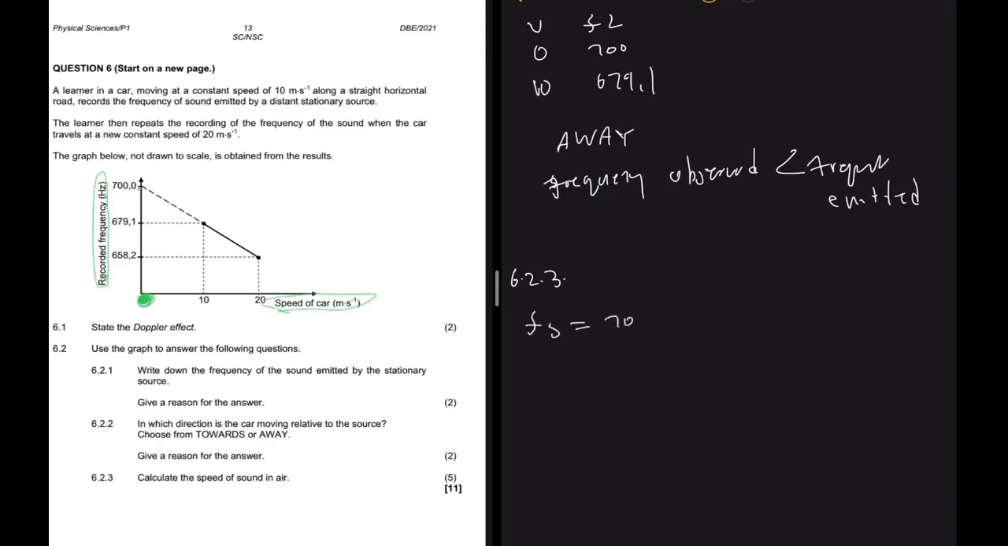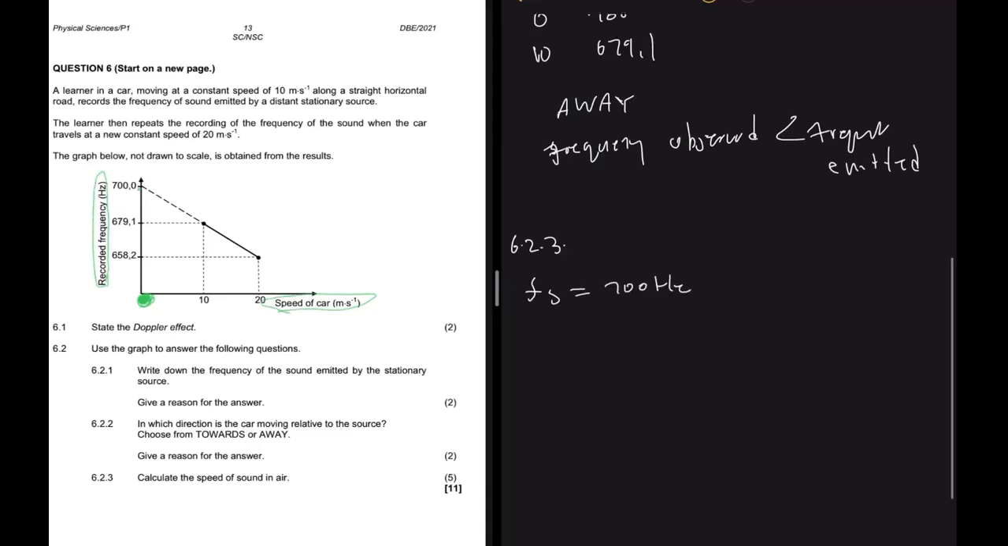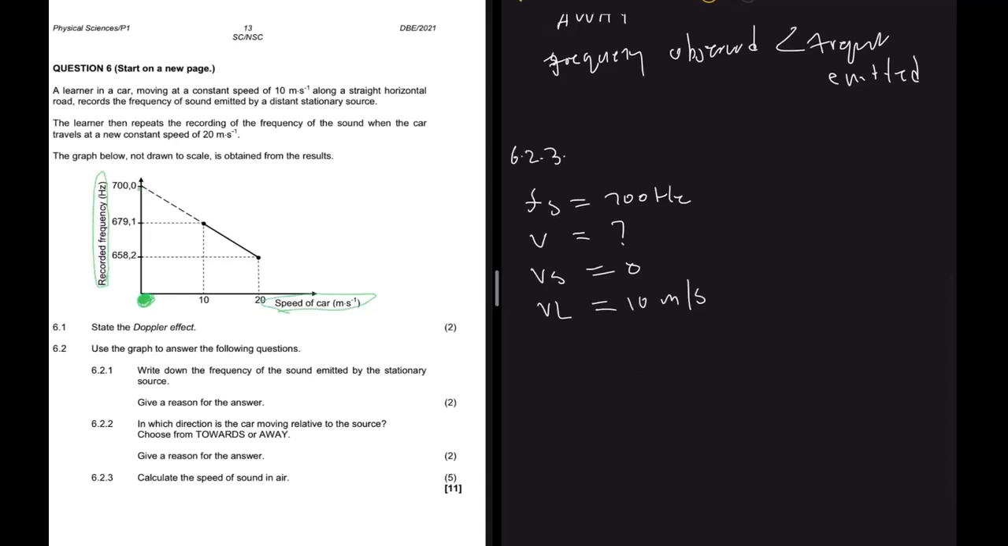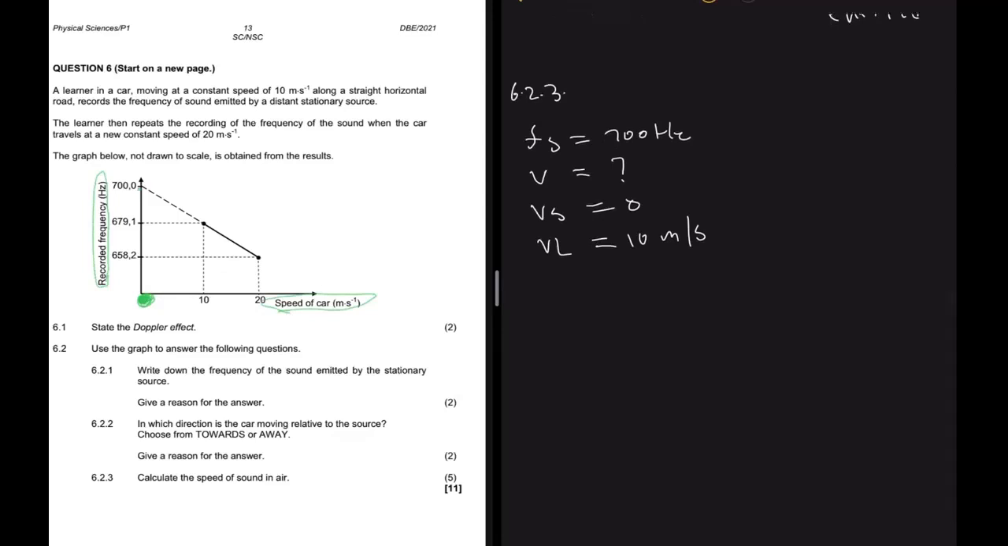So now we know that the frequency of the source is 700 hertz. So we're gonna write that down. The velocity of sound in air is our unknown, right? And the velocity of the source is 0. So the velocity of the listener, now we have to pick one point between the two. It's either we start with 10 or we start with 20. So let's pick 10. So there we have it, 10 meters per second. So in our Doppler effect equation, we're going to have one missing variable, which is the speed of sound in air, and then from that it's just solving the math. So let's go ahead and do that.